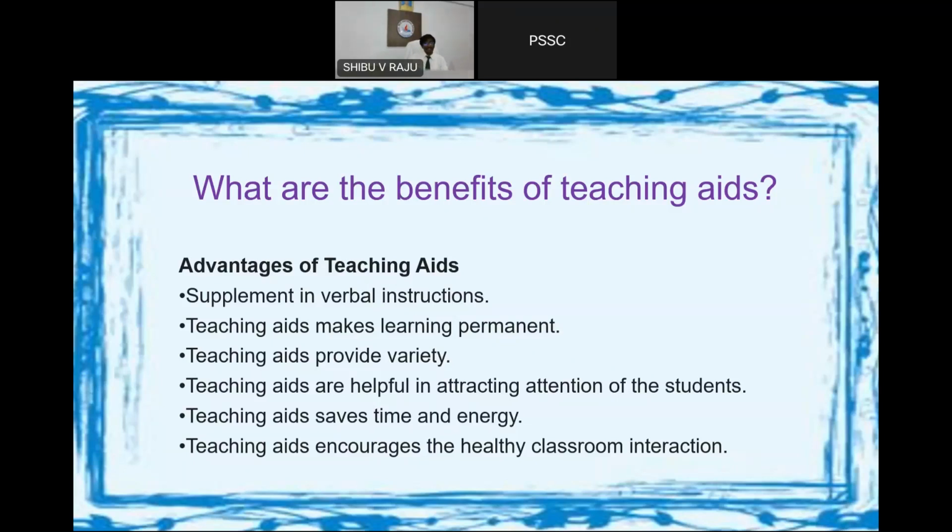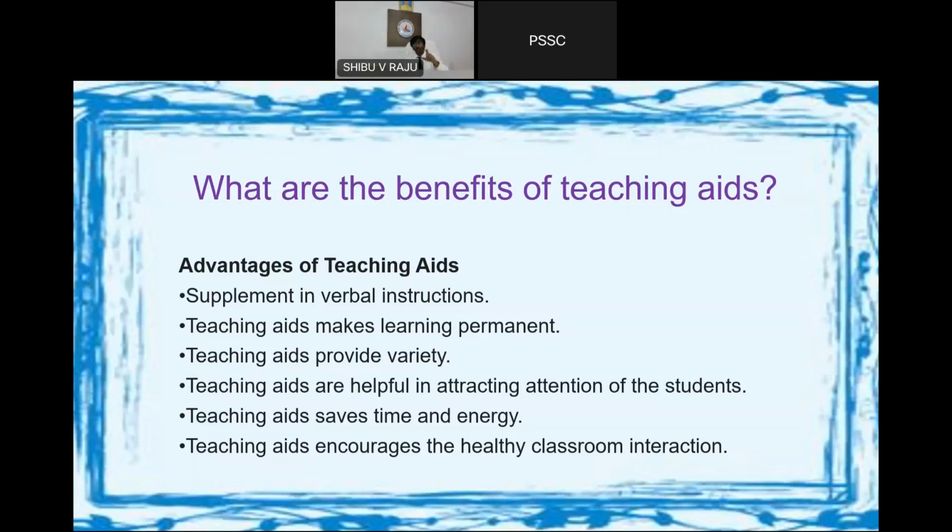Teaching aids encourage healthy classroom interaction. We can easily have good interaction among the students. Even students can prepare the teaching aids. How can students prepare teaching aids? For example, in mathematics, provide chart paper or give some shades. Ask them to prepare some shades. Divide the classroom into 4 or 5 or 6 groups and they prepare. They mark it. They present in the class.